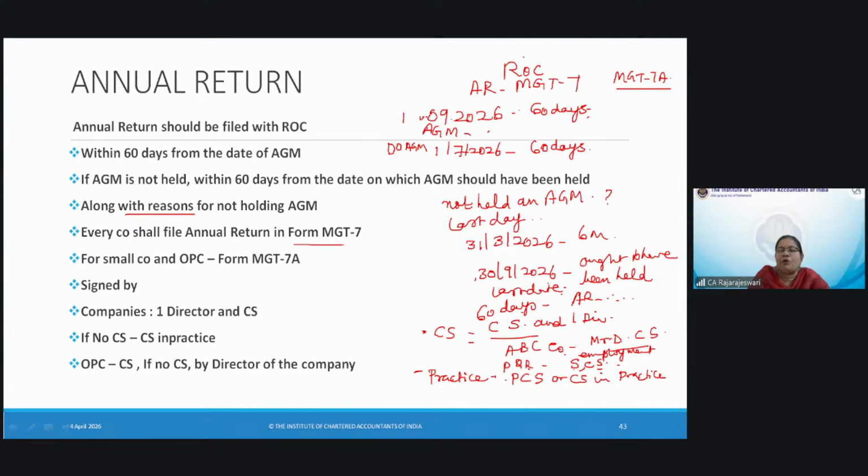And it should be in form MGT 7 for every company other than small companies and PCs, which should be in form MGT 7A. And it should be signed for the companies by two persons, one director and the CS. And if there is no company secretary in employment, a practicing company secretary can sign it. For a one person company, the CS can sign it, or if there is no company secretary in employment, then the director of the company can sign the annual return.